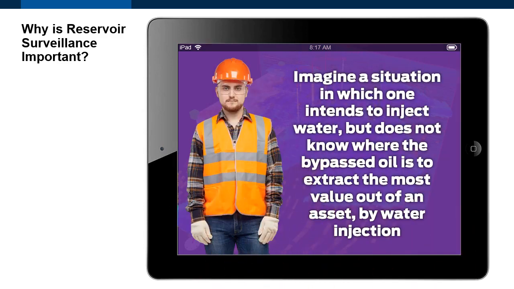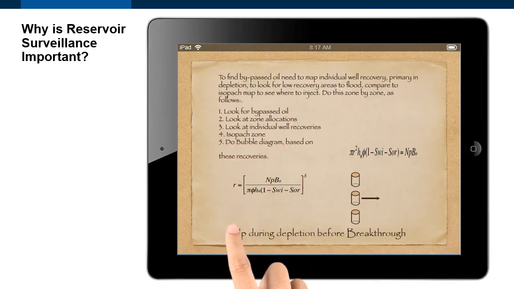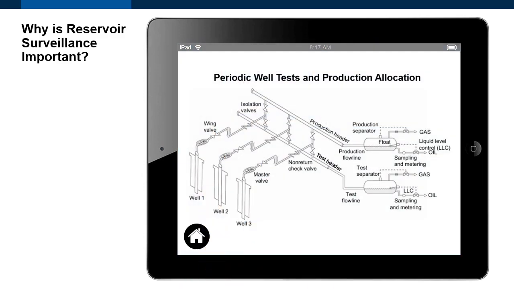Imagine a situation in which one intends to inject water but does not know where the bypassed oil is, to extract the most value out of an asset by water injection. An example is the calculation methodology for circular drainage plots under depletion prior to injection. This calculation is based on allocated test data. This process is shown here.